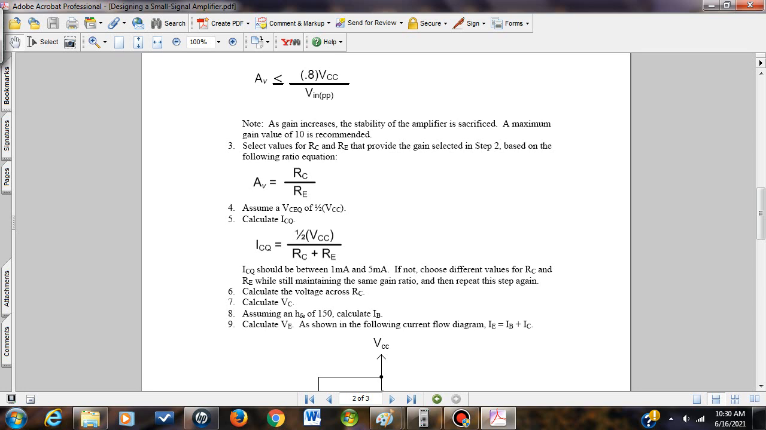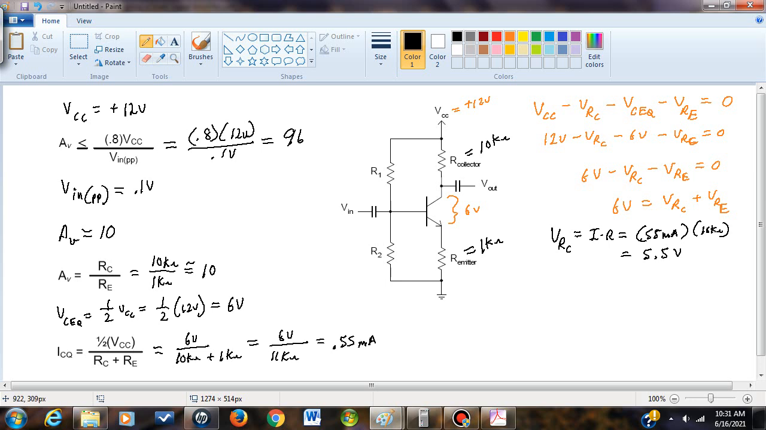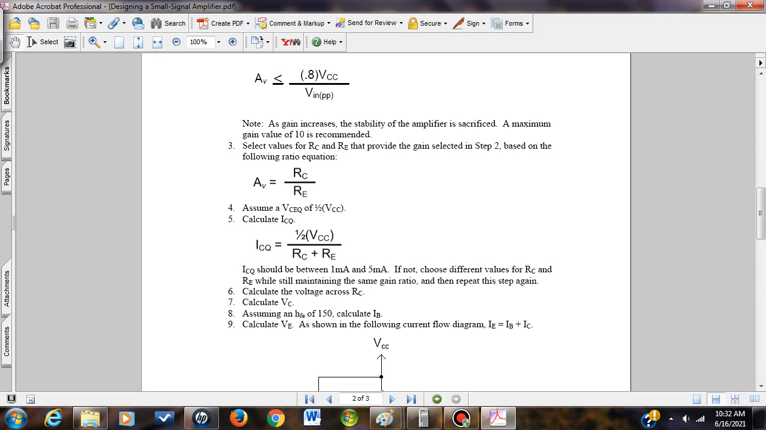Step number 7, calculate VC. This is the voltage at the collector of the transistor. VC, therefore, is equal to VCC minus VRC, which is equal to 12 volts minus 5.5 volts, which is going to be equal to 6.5 volts. Therefore, the voltage at this point is 6.5 volts. Step number 8. Assuming an HFE of 150, calculate IB.